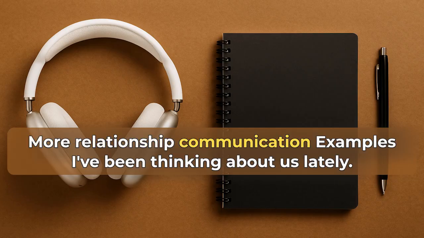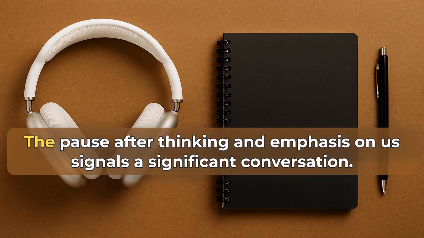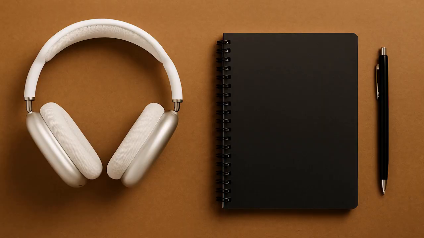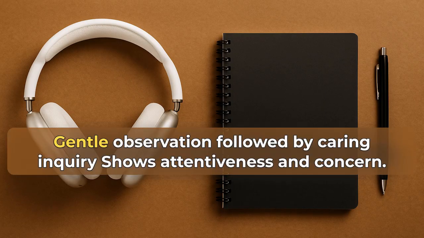More relationship communication examples. I've been thinking about us lately. The pause after thinking and emphasis on us signals a significant conversation. You seem different today. Is everything okay? Gentle observation, followed by caring inquiry, shows attentiveness and concern.